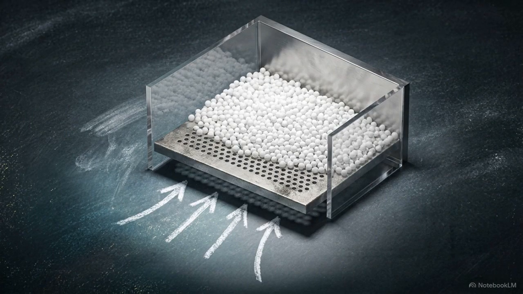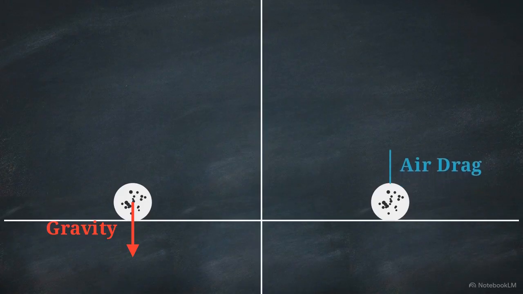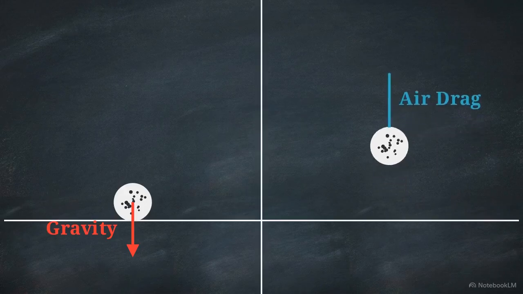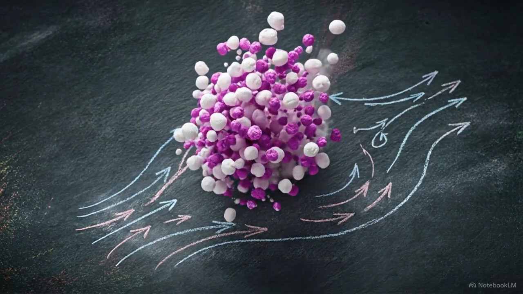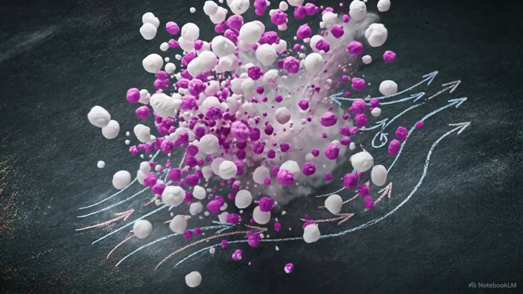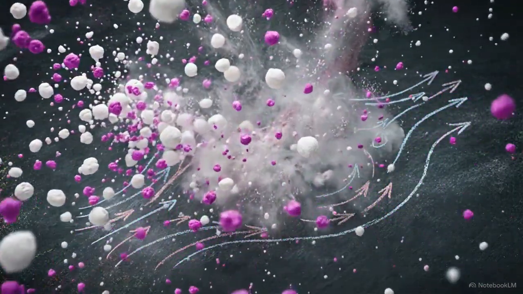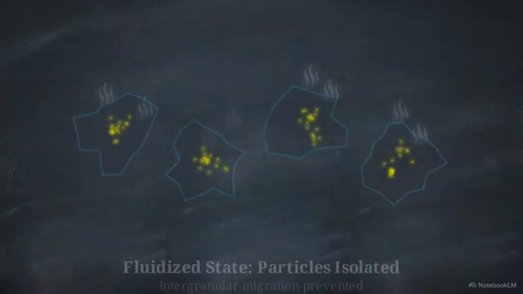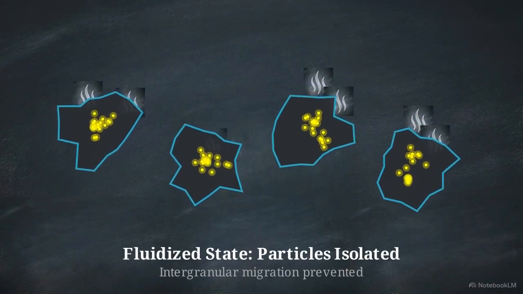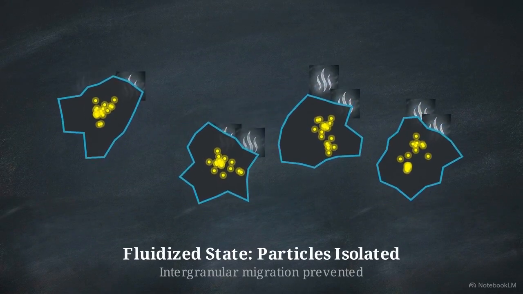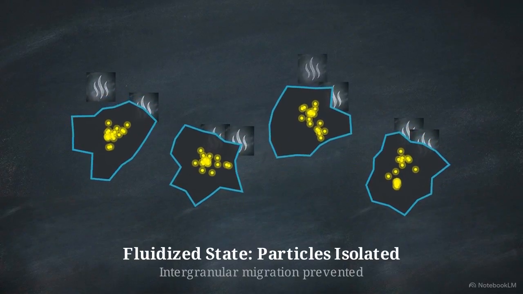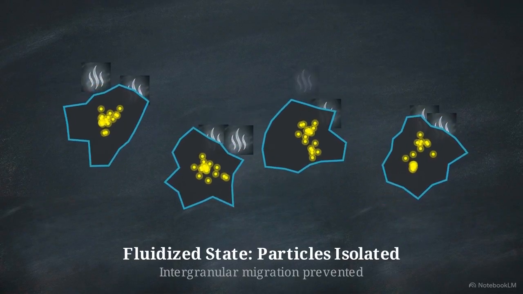High-velocity air is forced upward through a perforated base until the upward draw of particles exactly matches the force of gravity. The bed enters a boiling phase. Massive turbulence suspends the granules in a stream of hot air, treating each particle as an independent unit. Because the particles are physically separated and moving randomly, the continuous capillary channels between them are severed. This makes intergranular solute migration impossible.